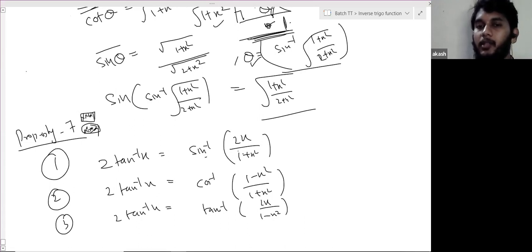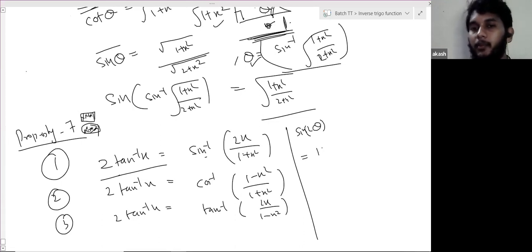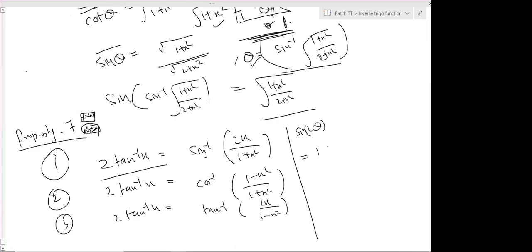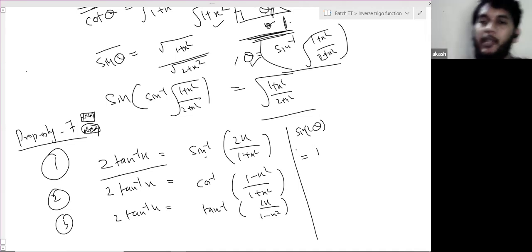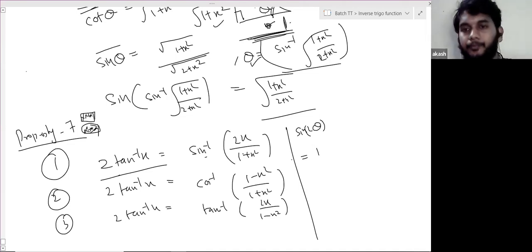Whenever you see sine inverse 2x upon 1 plus x square, you can directly substitute the value as 2 tan inverse x. All right. Why? Because this is the formula for sine 2 theta. Can anyone tell me what is sine 2 theta? Two sine theta cos theta. Yes, absolutely. And there is another formula for that also in tan theta: 2 tan theta upon 1 plus tan square theta is also sine 2 theta.